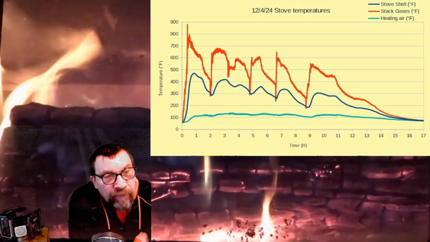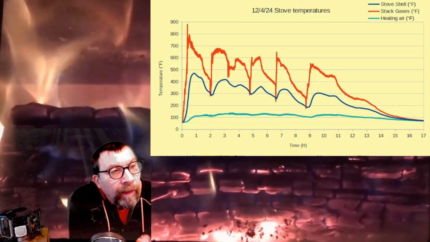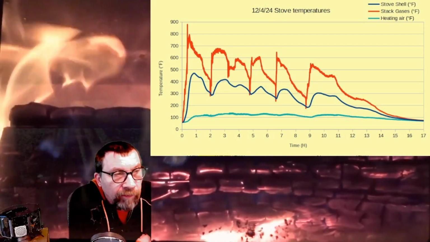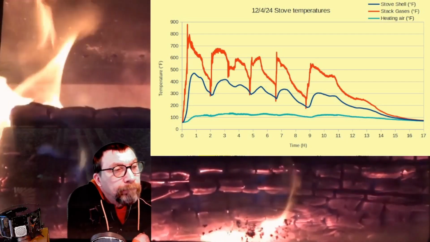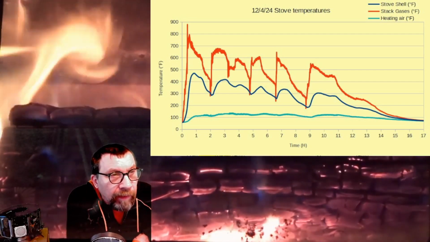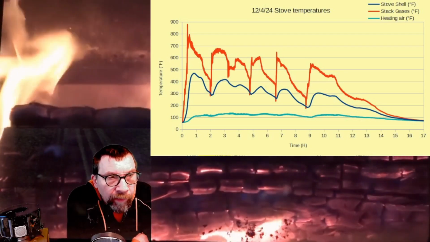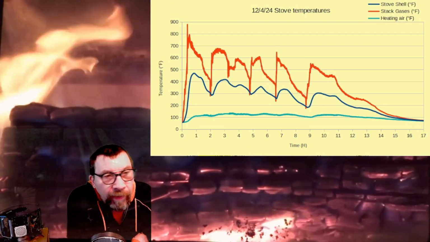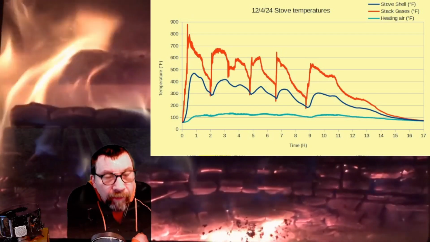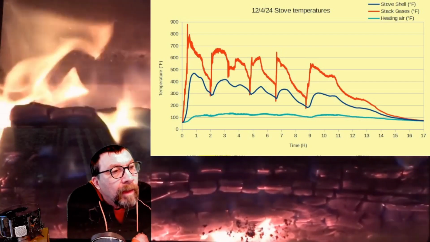Now this is the temperature of the wood stove. So the blue line is the shell, and the orange line is the gases going up the stack, and the blue-green line is the heating air that the stove produces. So anything over 100 degrees, and you're getting nice warm air off the stove, and it's putting out about 20 CFM of nice warm air into that room downstairs.